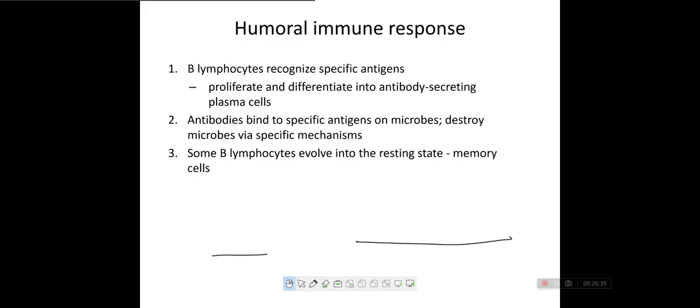In the resting state memory cell, because the B cell will differentiate into two types, right? Plasma cells and memory cells. Plasma cells will produce antibody, whereas memory cells recognize the antigen when it infects our body system a second time, right?